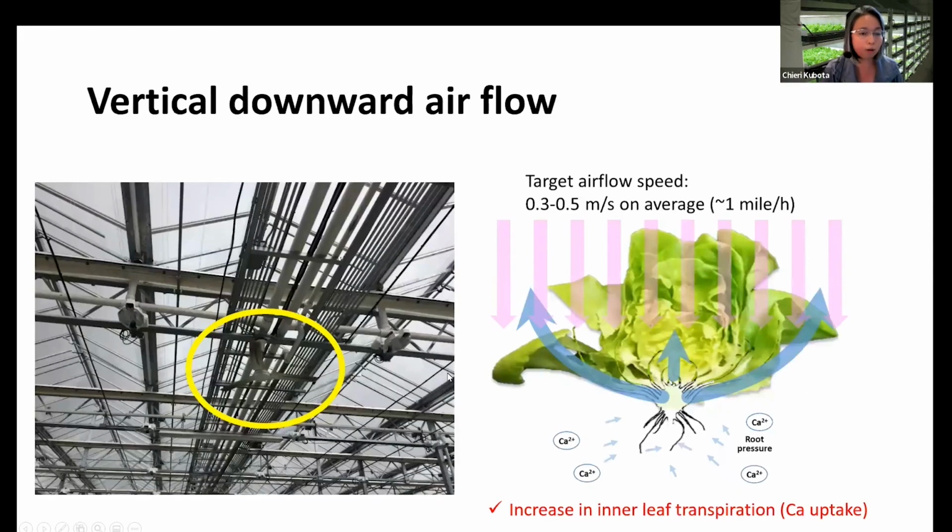All right, so vertical downward airflow is very important, and in a greenhouse, you can do that. And again, the airflow hitting the shoot tip area is very important. The target is around 0.5 meters per second. I think 0.3 is also good, but I would recommend 0.5 to get the maximum, right? And too much airflow, of course, is not good. So it's a good gentle airflow.